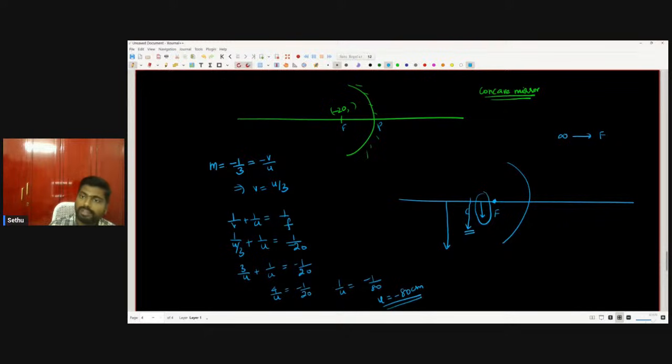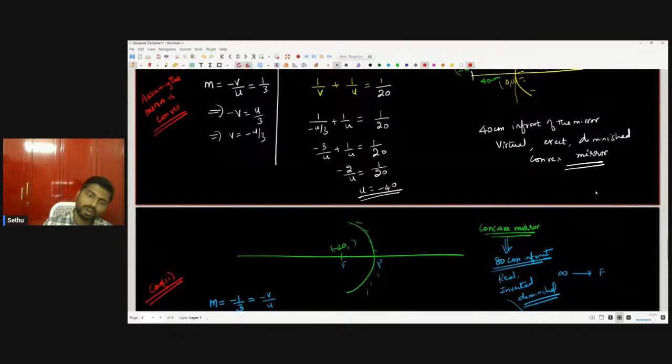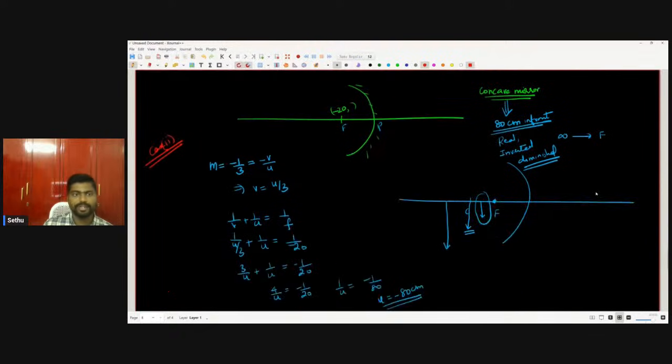If at all it's a concave mirror, the object is placed 80 centimeter in front. And what is the nature of the image? The nature of the image is going to be real, inverted, diminished. So even this case is also possible. So actually there are two possible cases. This is case 2, assuming the mirror to be concave. Supposing the mirror is a concave mirror, the object must be placed 80 centimeter in front. Supposing it's a convex mirror, it must be placed 40 centimeter in front. And you see the different image.